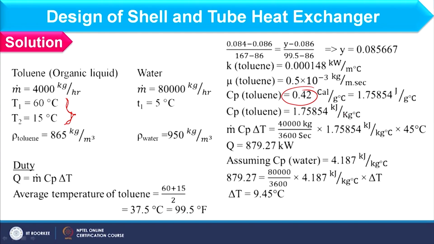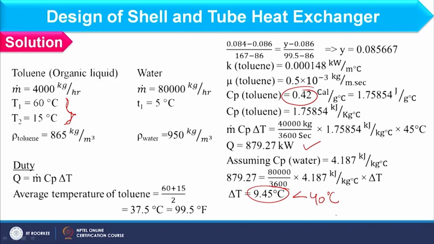Considering this, we can find out the heat duty of the exchanger as 879.27 kilowatt, and making the balance we can find out the unknown temperature of the water, which is coming less than 40 degrees Celsius. So, here you see the exit temperature of water is within the permissible limit. If it exceeds this limit, you have to change the flow rate of water.